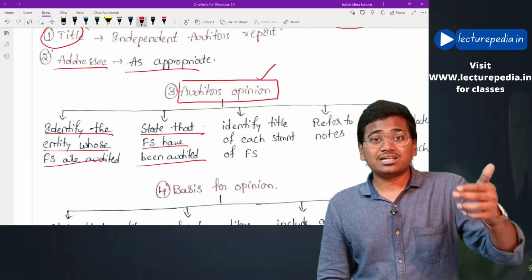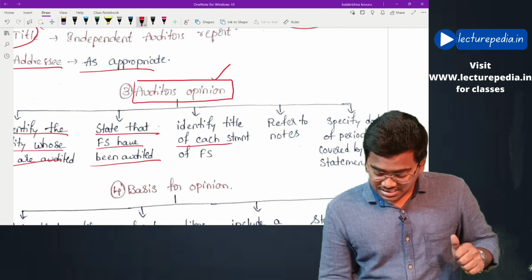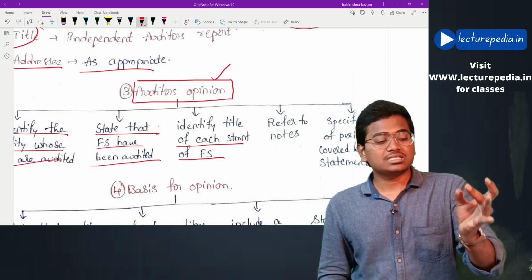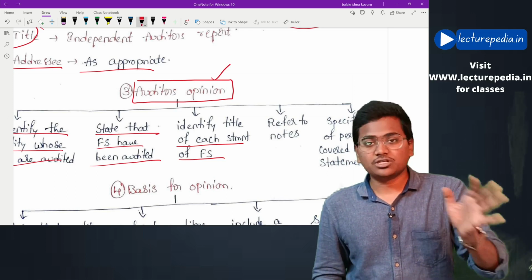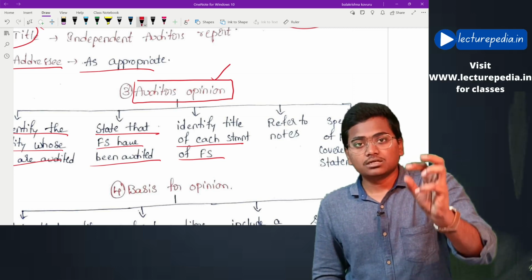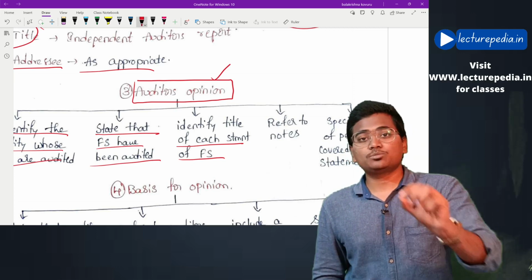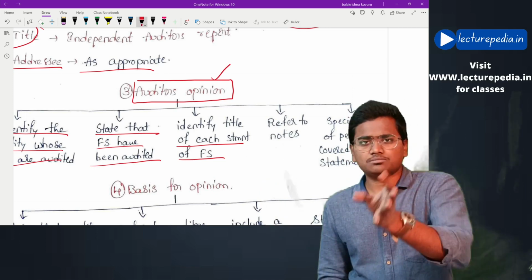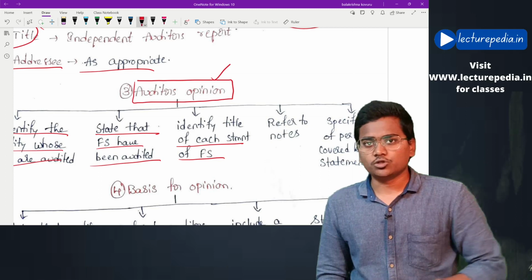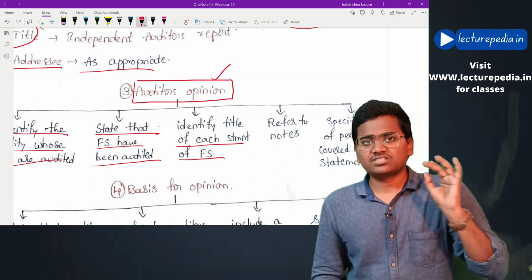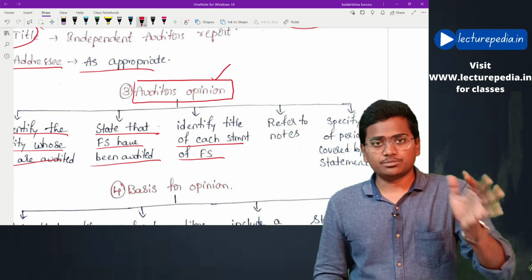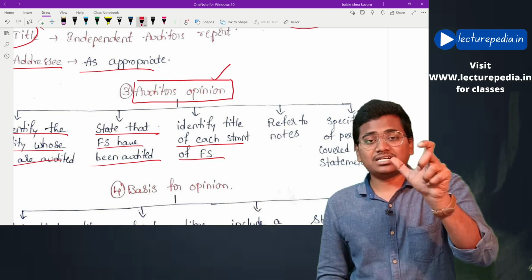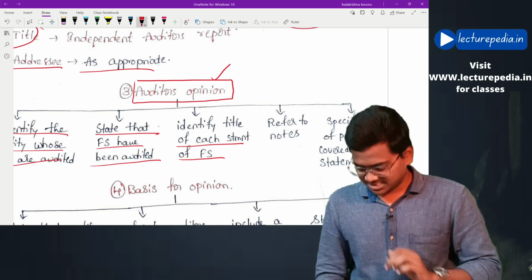After that, the auditor has to identify each statement of the financial statements. Okay, we have balance sheet, profit and loss, cash flow statement, statement of changes in equity. All these items of financial statements have to be identified in this opinion paragraph. Okay, balance sheet as on 31st March 2022, profit and loss, cash flow statement, and statement of changes in equity for the year ended. Okay, like this, he has to identify the statements forming part of the financial statements.